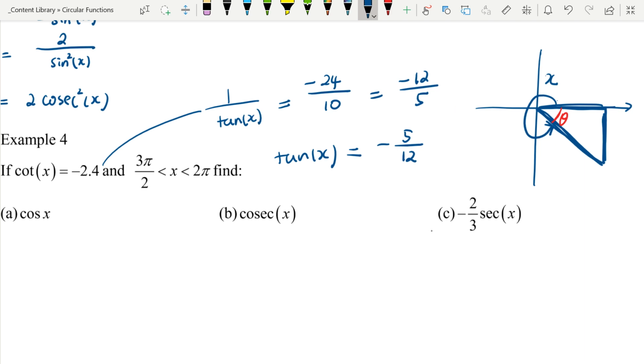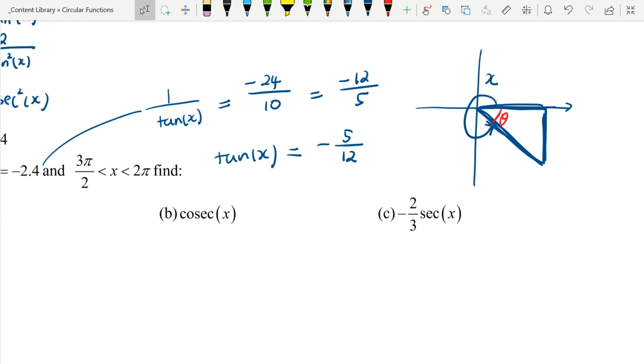So what I have is tangent x equals negative 5 over 12. So my tangent theta will be negative 5 over 12. So the opposite is negative 5 and adjacent is 12. The negative must go with the 5 because it's going down, like the y value is negative. And you know 12, 5, and 13 is the right angle triangle. So that's the triangle here.